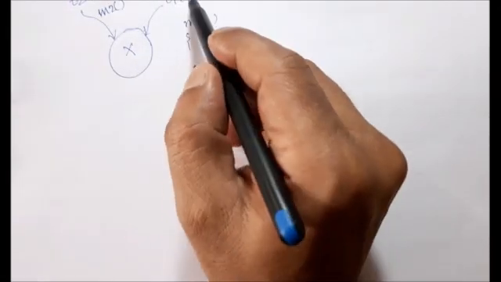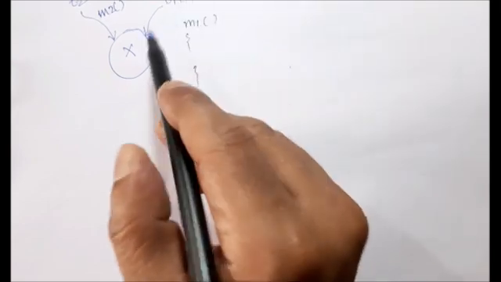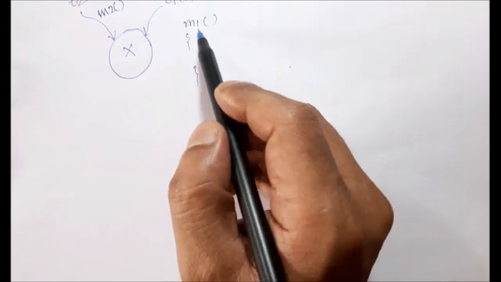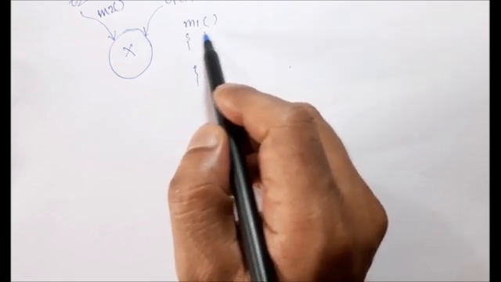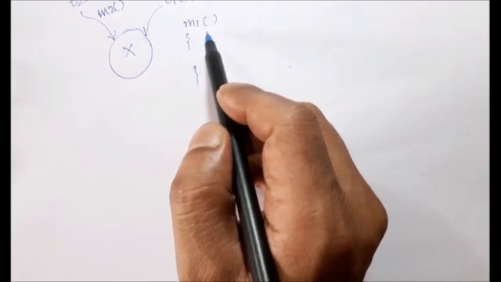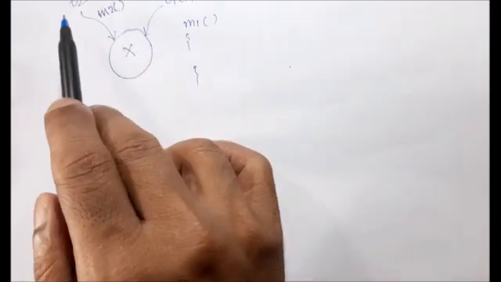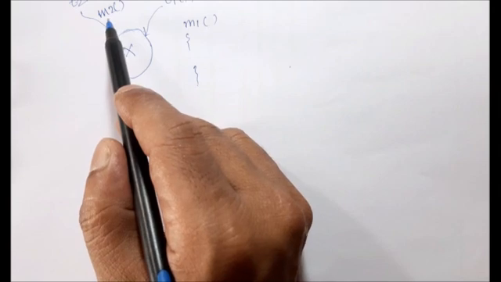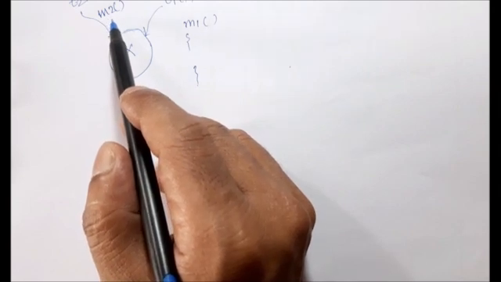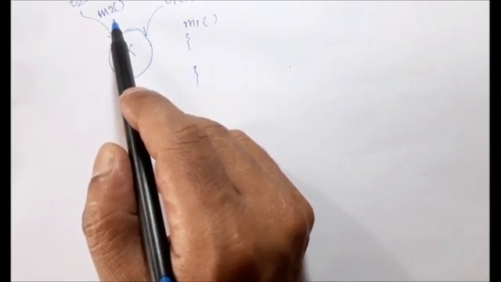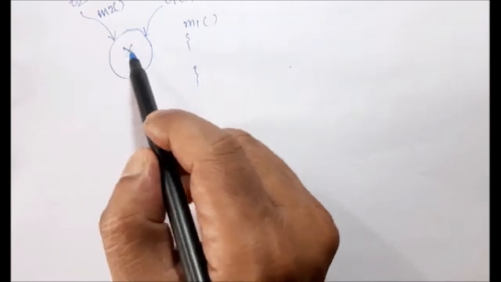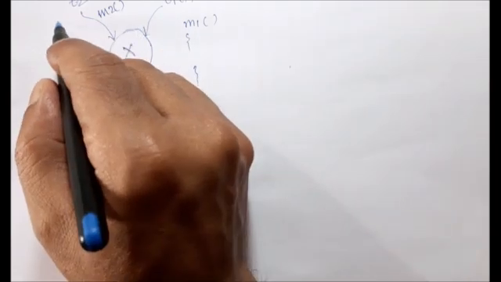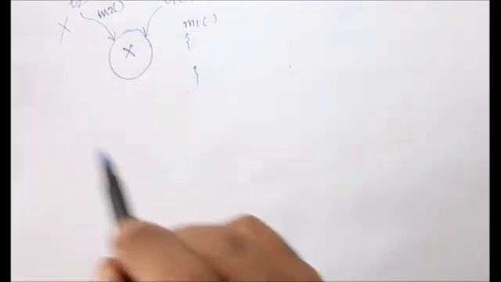Since the T1 thread got the lock of this object, it will execute the synchronized method M1. But at the same time the T2 thread, another thread, is going to access another synchronized method, but that synchronized method belongs to this object. That is why it will not access this M2 method by this thread.